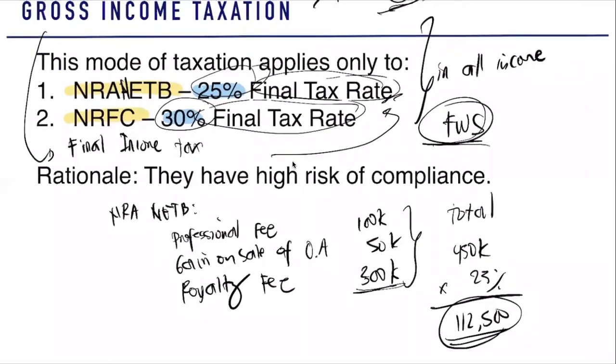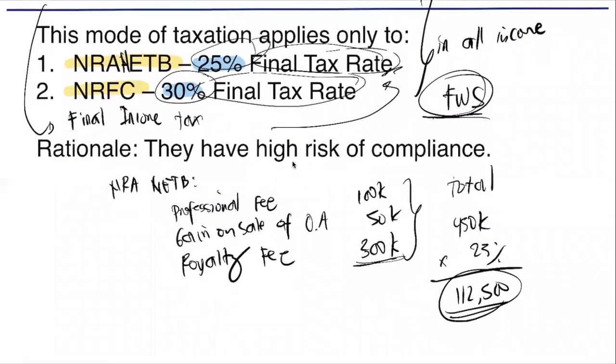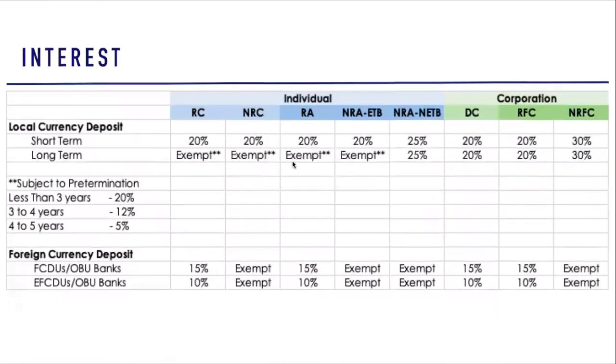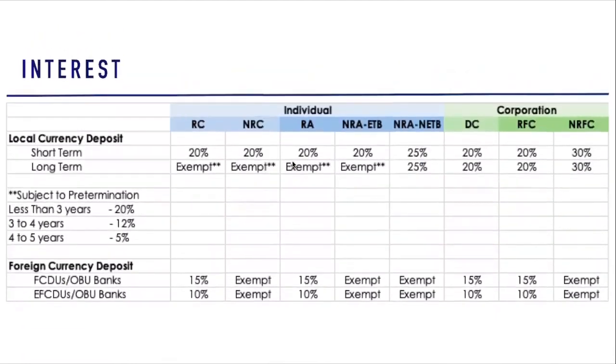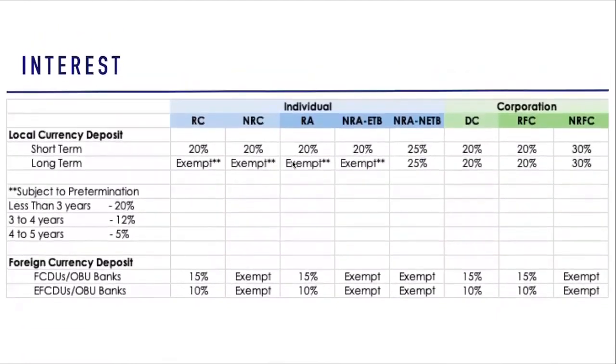Okay? So we proceed now to your different items of passive income subject to tax. We start first with interest. So for interest, I place here a tabular format of our final tax rates. So first, we need to know whether that interest is an interest on local currency or an interest on foreign currency.